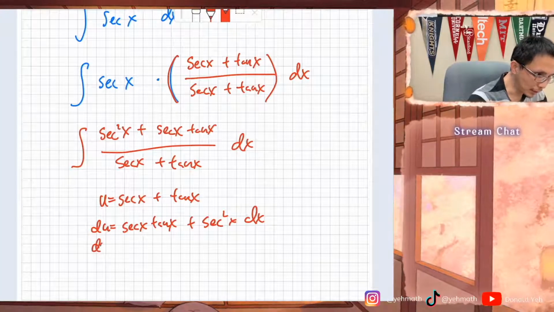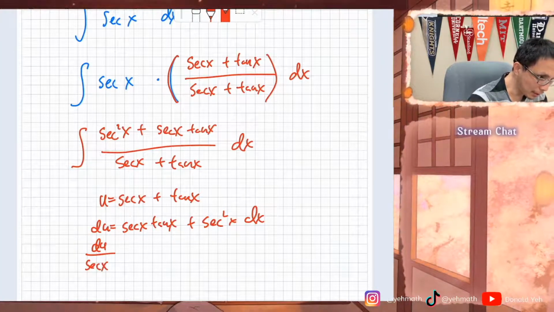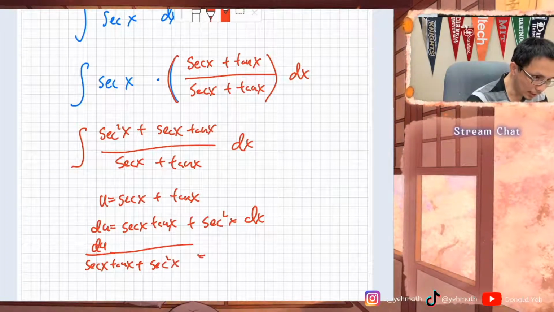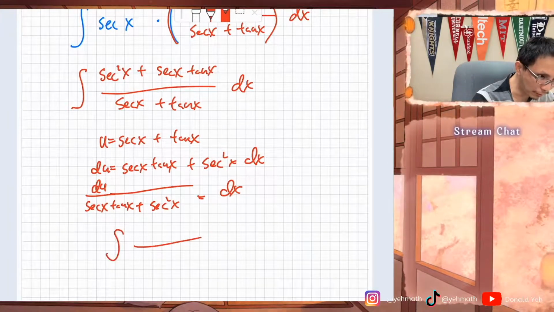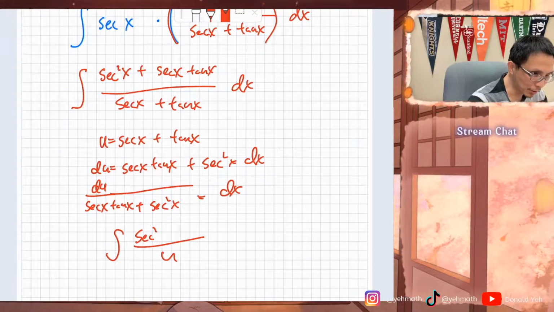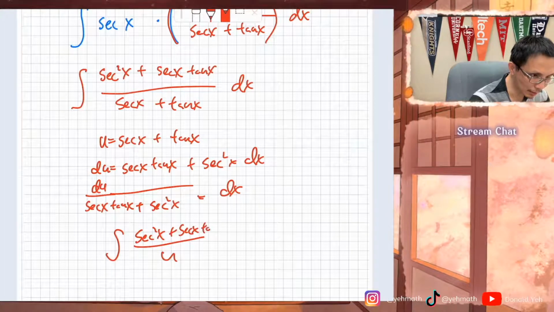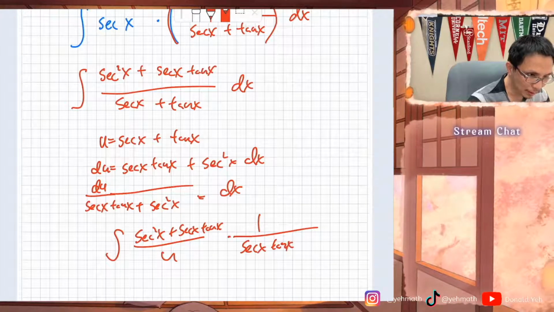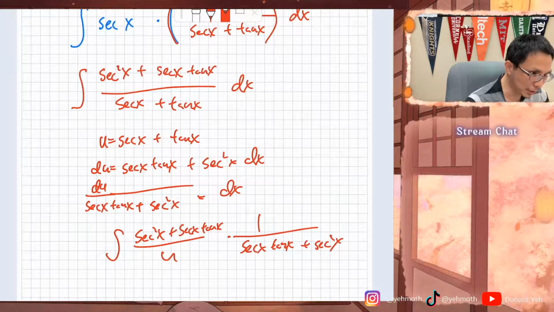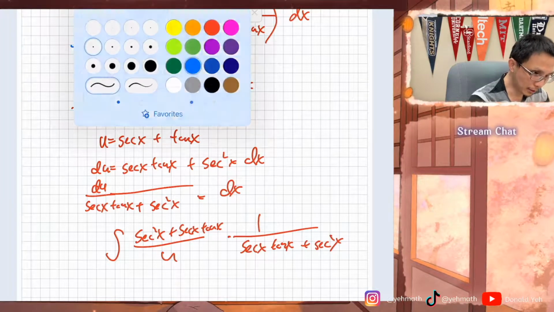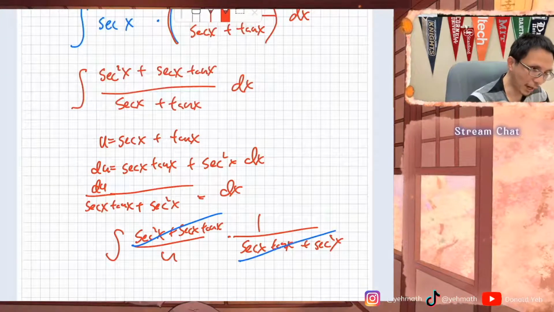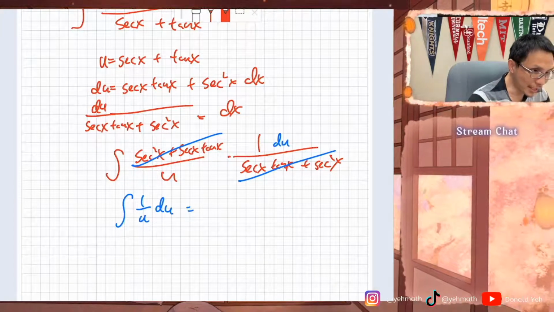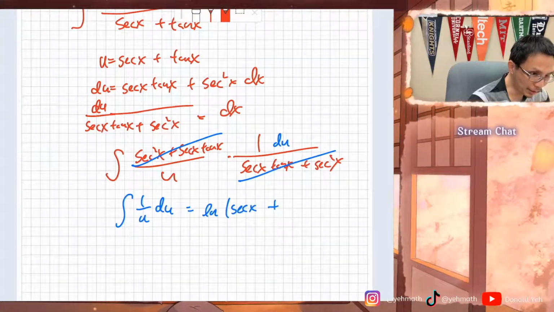Now, what do you see? du over secant of x tan of x plus secant square of x is equal to dx. So therefore, in the integration with u on the bottom, this is secant square of x plus secant of x tan of x times 1 over secant of x tan of x plus secant square of x. Now what do you see? They cancel out. They kill each other. It's kind of violent, right? So therefore, that's going to be 1 over u du, and that's going to be natural log of secant of x plus tan of x.